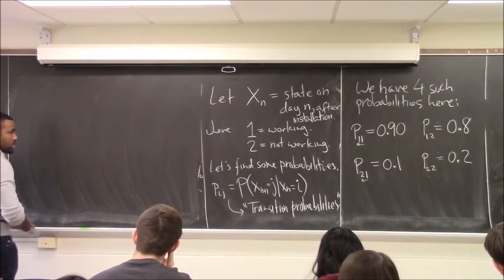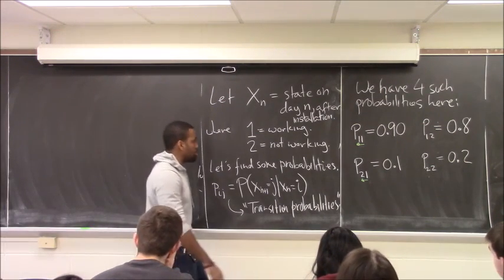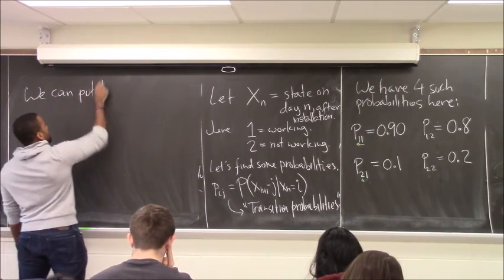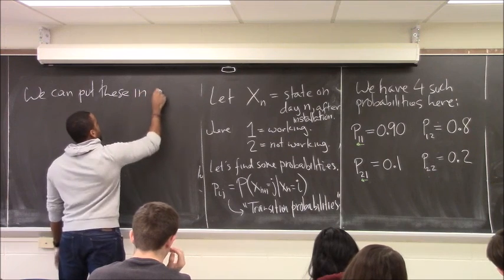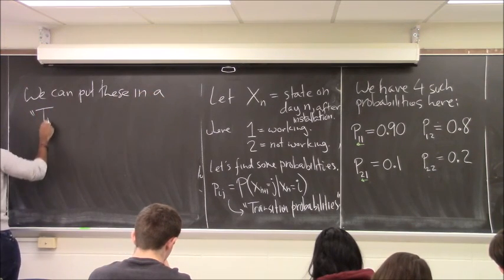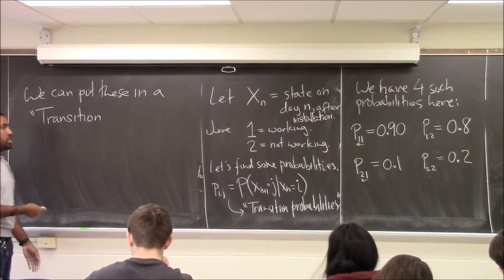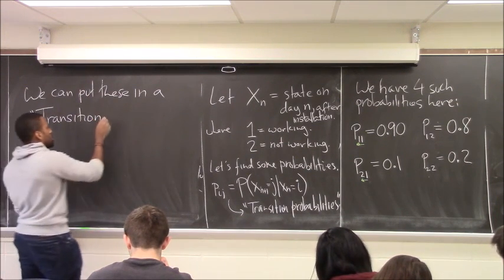Me jumping from one state to another state, I can think of these as matrices. We can put these in a matrix. It's called a transition matrix, because it pretty much tells you the probability of transitioning from one state to another.